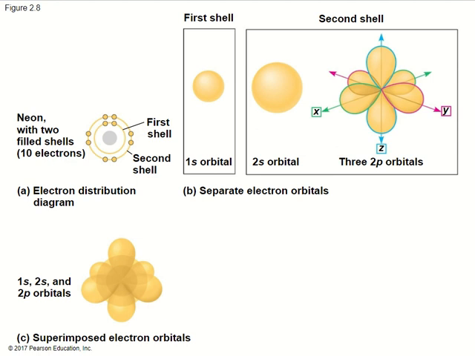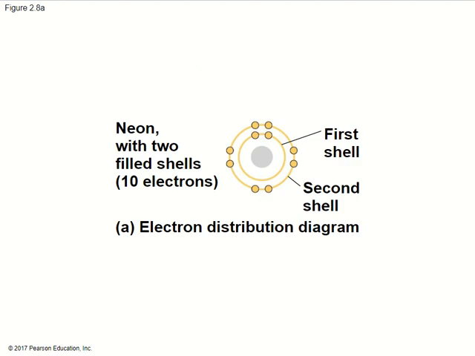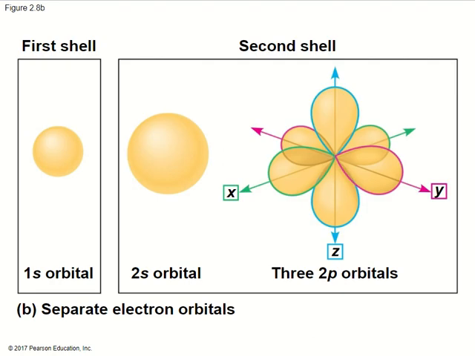Now note that in the bottom left, you have a 1s, 2s, and 2p orbitals all superimposed on each other, essentially building up a larger element. Neon with 2 filled shells, 10 electrons. The first shell and the second shell are both filled. This is an example of a noble gas that is completely inert for the most part.